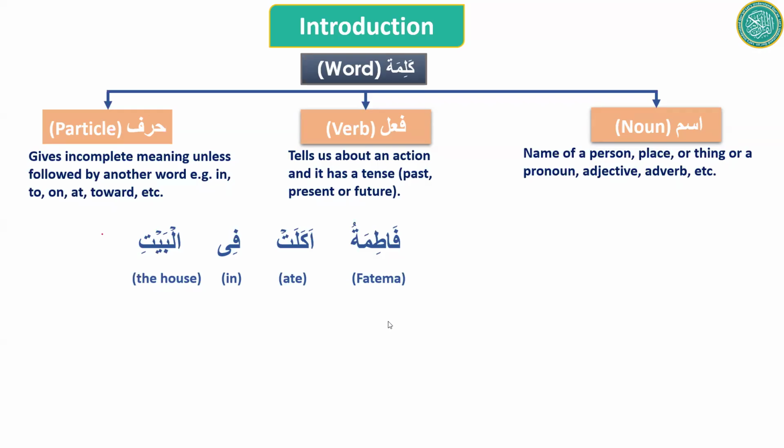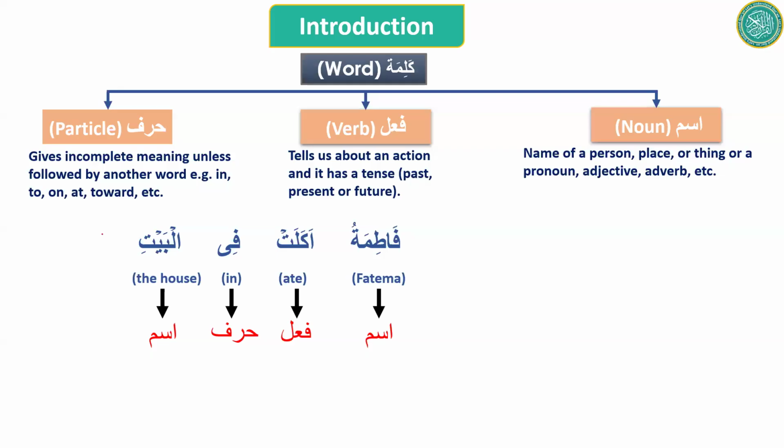Okay. The translation is Fatima ate in the house. Fatima is what? Ism. Ate is fail, in is harf, and the house is ism. Yeah, al-bayt is ism. All right, good. Thank you, Muhammad.